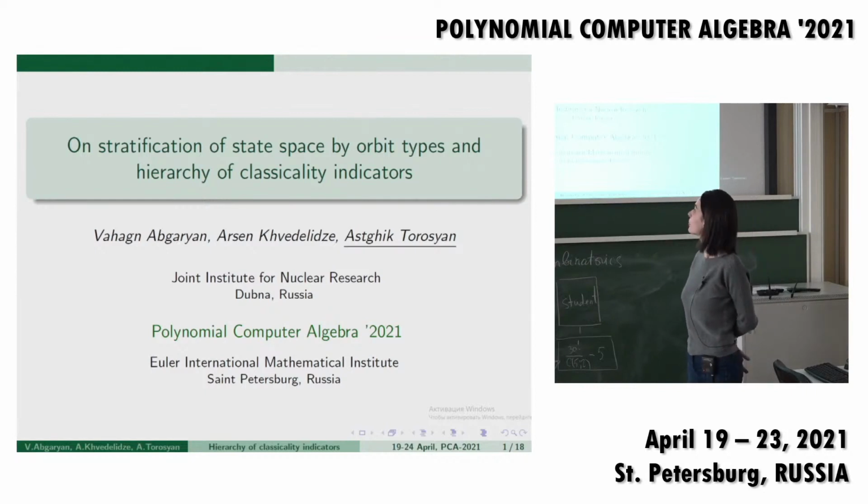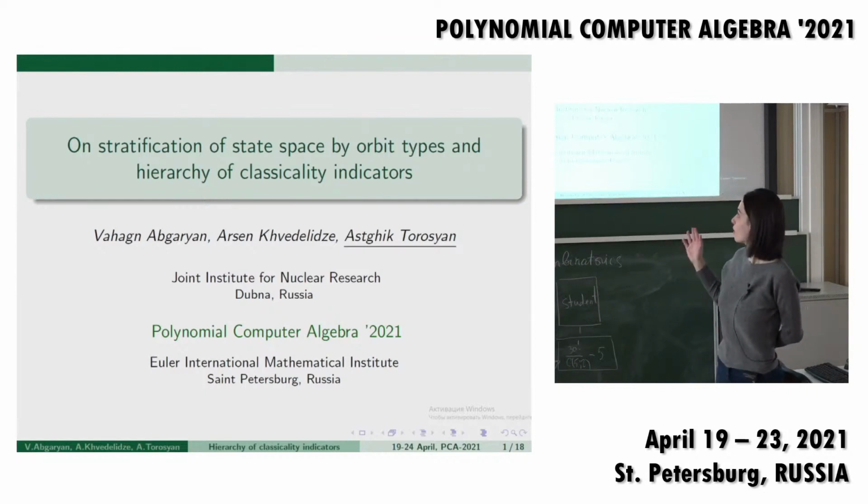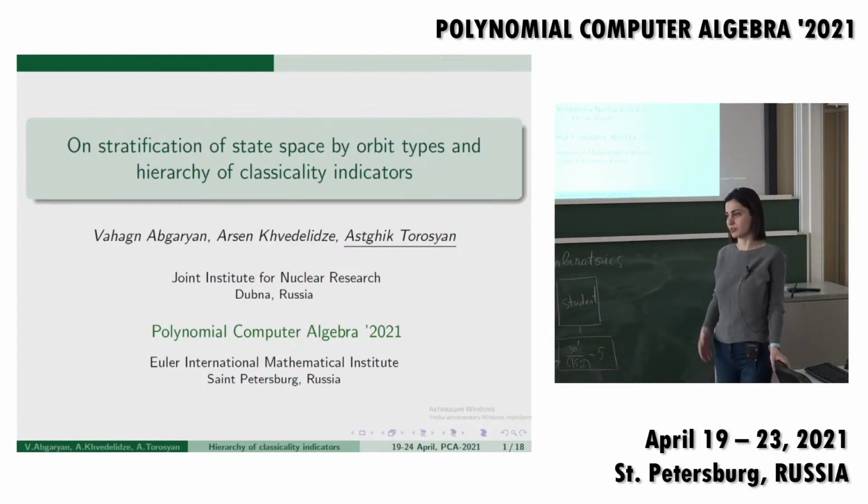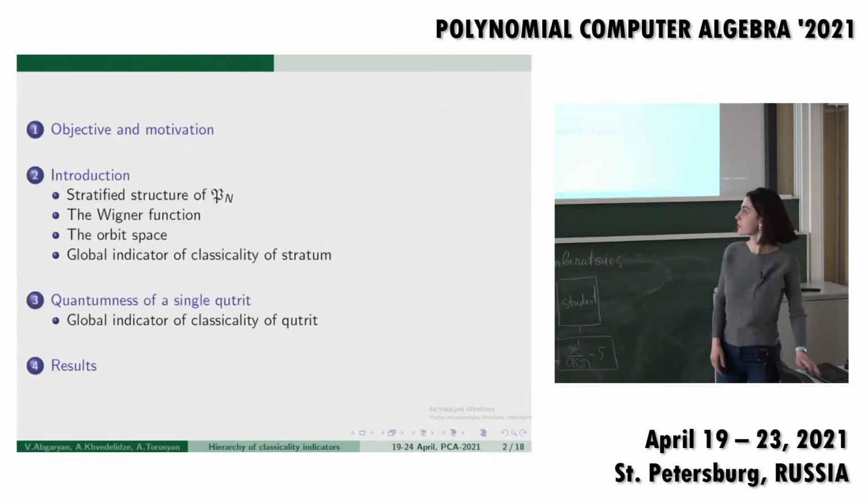The title of the presentation is On stratification of state space by orbit types and hierarchy of classicality indicators. The presentation will resemble the previous presentation, in the formulas and maybe some ideas, but I will try to emphasize the results. I will give some introduction on the stratified structure of the quantum state space Pn.